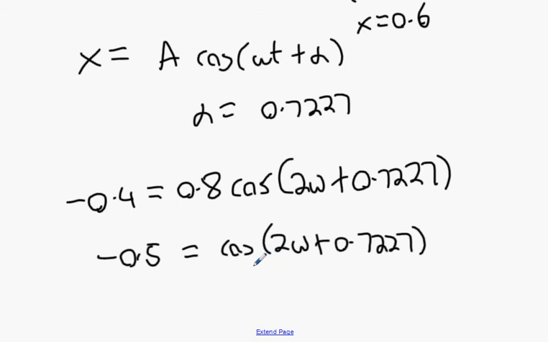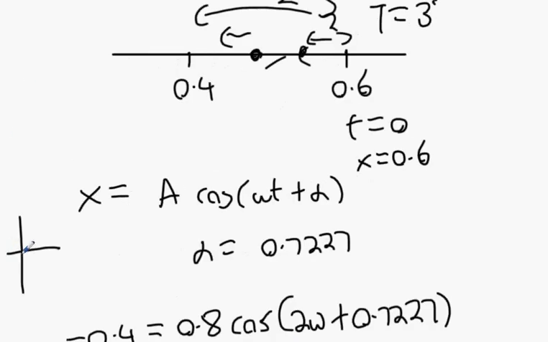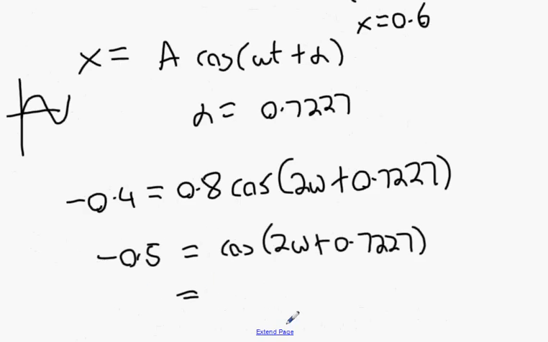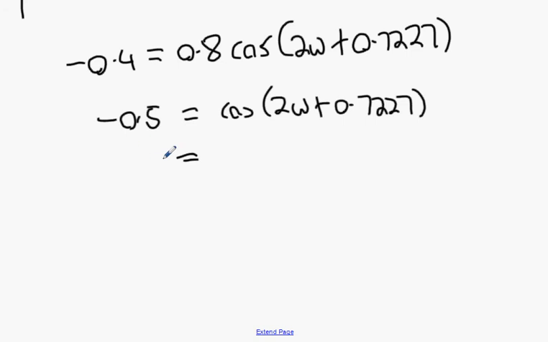Alright, cos inverse that, and what do you get? Now remember, time is positive, so you have to take the next one up. Which quadrant will it be in? A, S, T, C. It's going to be between pi over 2 and pi. You have to take the next value up. You can't take the negative angle because time is positive. Okay? So what we're going to do is cos inverse of minus a half.